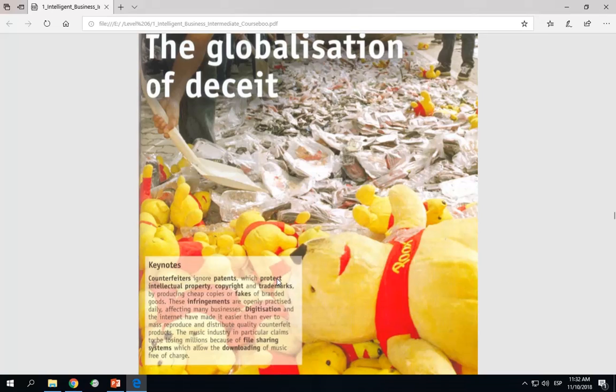What kind of factors enable people to produce fake products? And I want you to think about globalization, offshoring, and about technology. Pause, please. What kind of factors can enable counterfeiting and producing fake products?